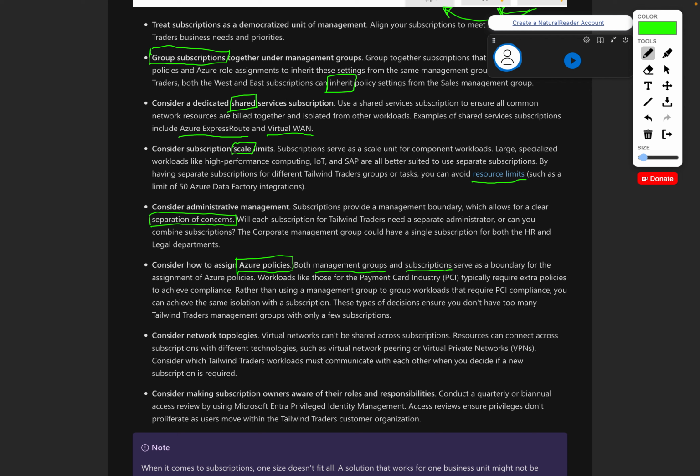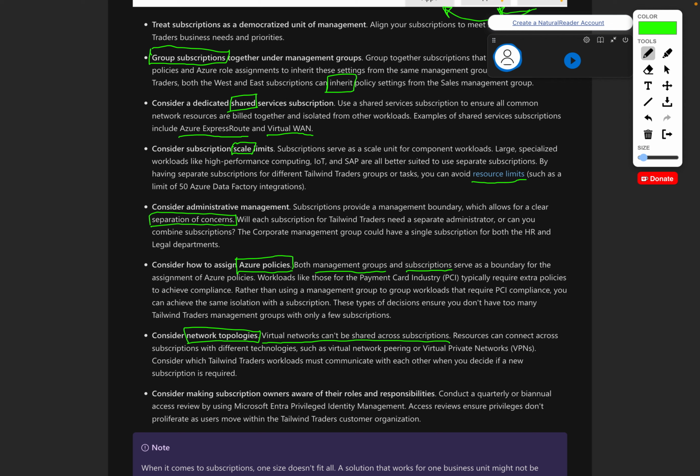Consider network topologies. Virtual networks can't be shared across subscriptions. Resources can connect across subscriptions with different technologies, such as virtual network peering or virtual private networks, VPNs. Consider which Tailwind Traders workloads must communicate with each other when you decide if a new subscription is required. So networking is probably one of the limitations when it comes to having multiple subscriptions. Of course, virtual networks cannot be shared or created across multiple subscriptions. They can only be used within the same subscription.